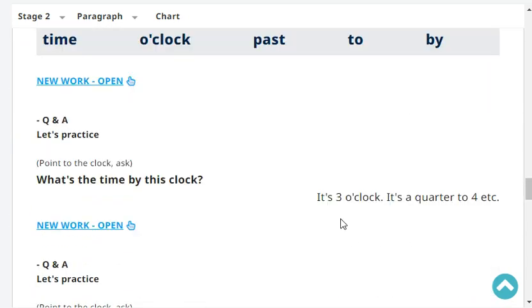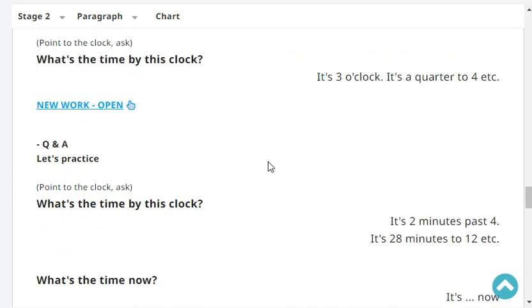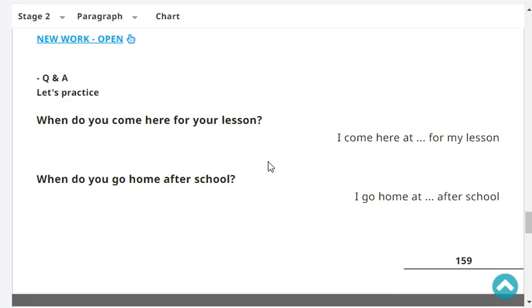What's the time by this clock? It's 3 o'clock. It's quarter to 4, etc. What's the time by this clock? It's 2 minutes past 4. It's 28 minutes to 12. What's the time now? It's 22 minutes past 9 now.